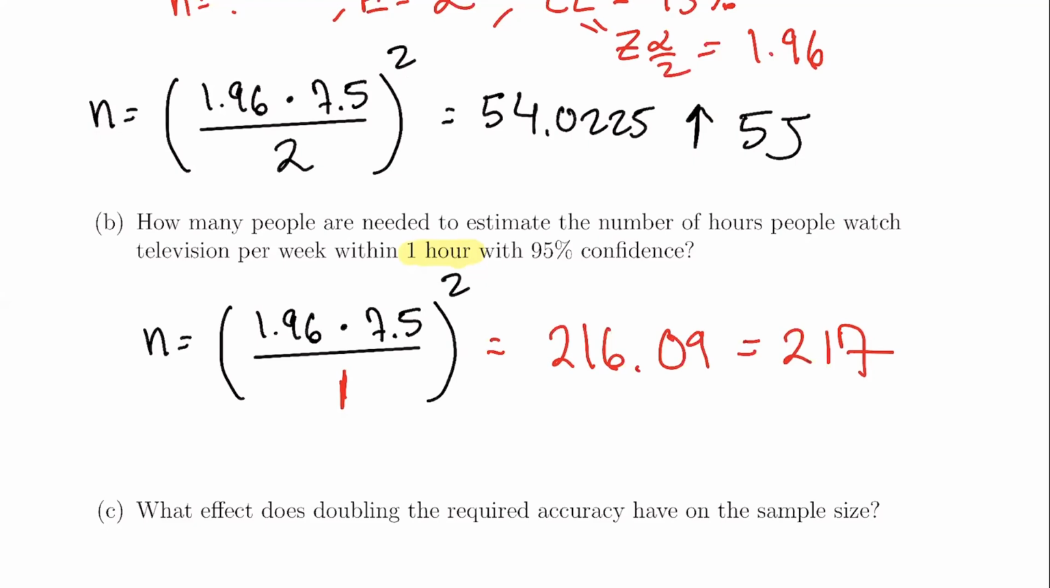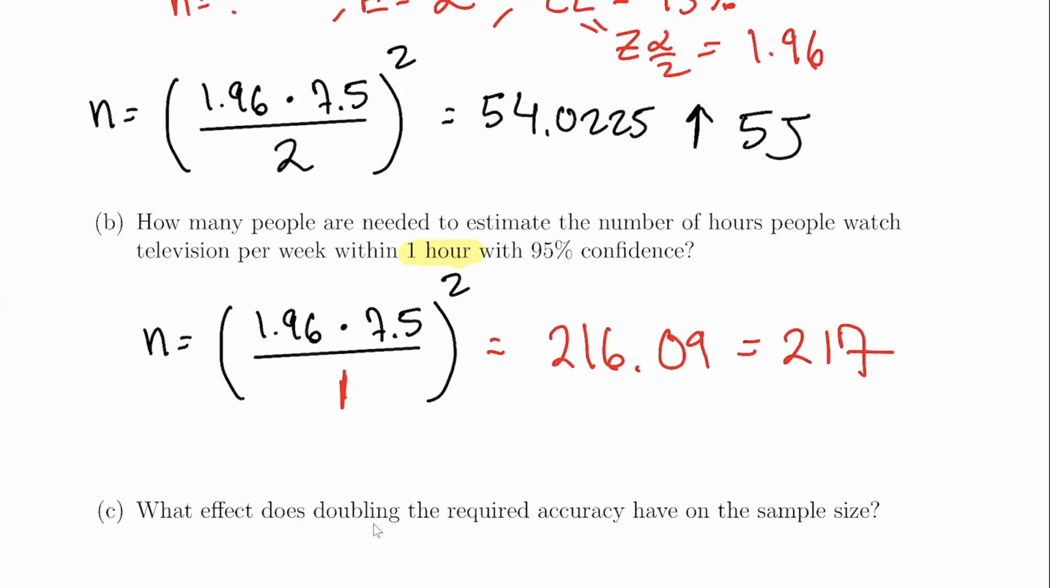All right, so let's do C. For C, it says, what effect does doubling the required accuracy have on the sample size? In A, you had a margin of error of 2. In B, you had a margin of error of 1. So for B, we doubled the accuracy, because we went from an accuracy of 2 hours to an accuracy of 1 hour.